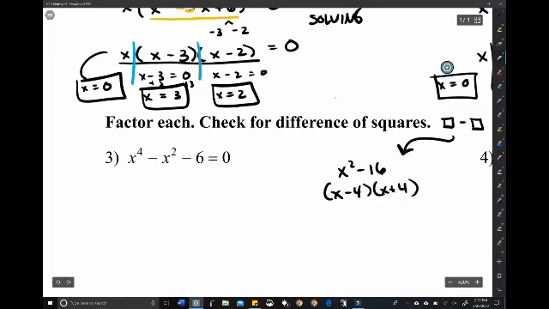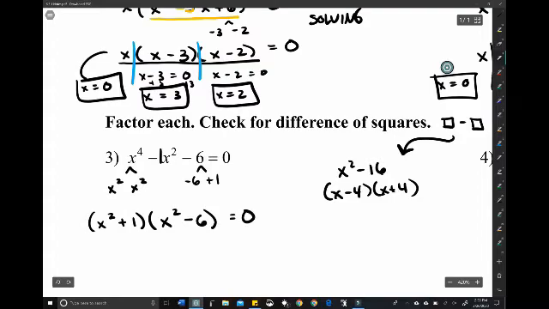So this first time around, we see something x to the fourth. Now we've done that before, and we factored by grouping. Here we just have 3 terms. So instead of just x and x, we're going to think factors of x to the fourth are x squared and x squared. And we're still looking for factors of 6 that add to negative 1. Factors of 6 that add to negative 1 are negative 6 and positive 1. So now, the only thing that's different is we're going to write our factors as x squared plus 1 and x squared minus 6, equals 0.